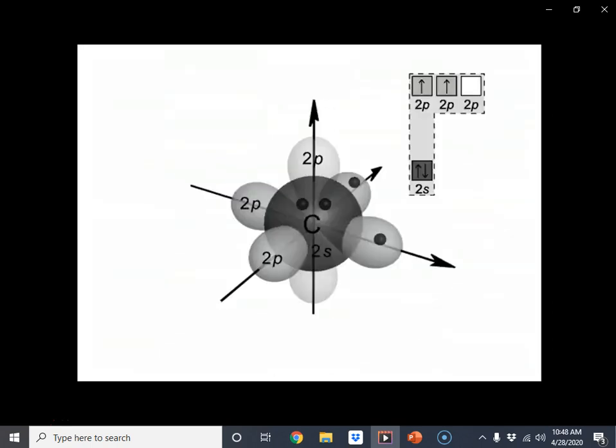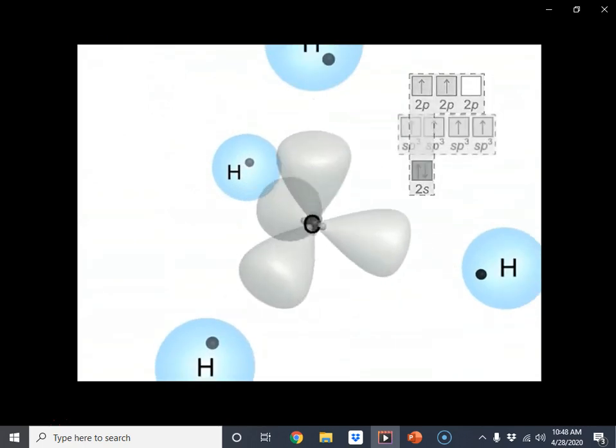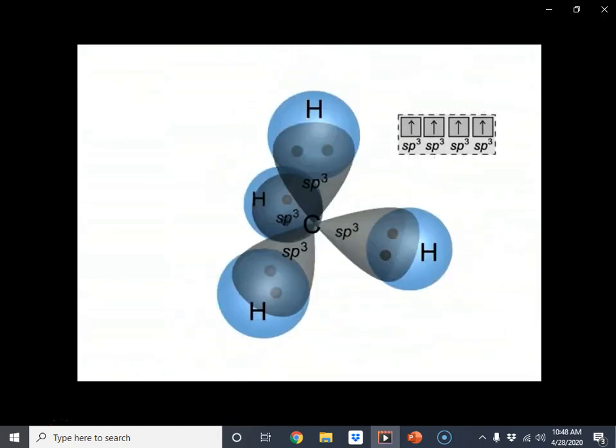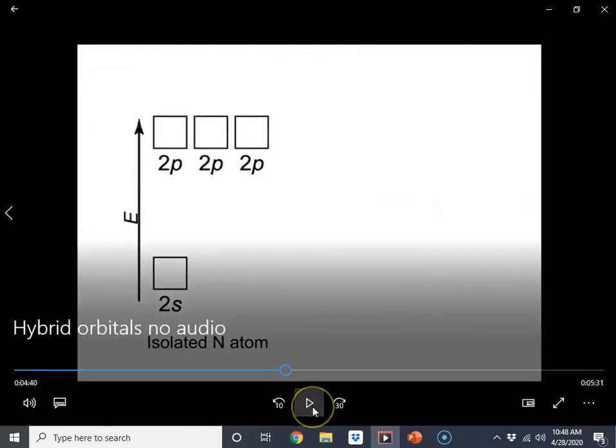So here's our carbon. It's just shown as an atom, and we are not hybridized yet because we still have the 2 s's and the 2 p's. But when we come with 4 hydrogens, we get motivated to form the hybrid orbitals. So now we have the sp3s, and they overlap with the 1 electron on the hydrogen to form methane. Okay, so we're going to stop that here and go back to the PowerPoint.